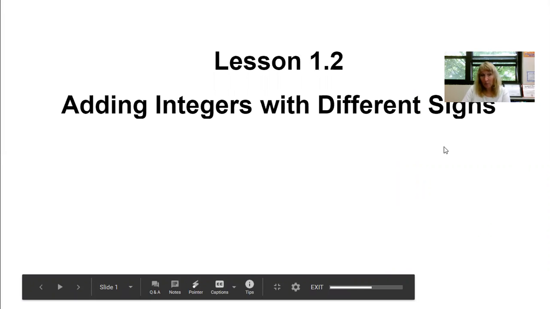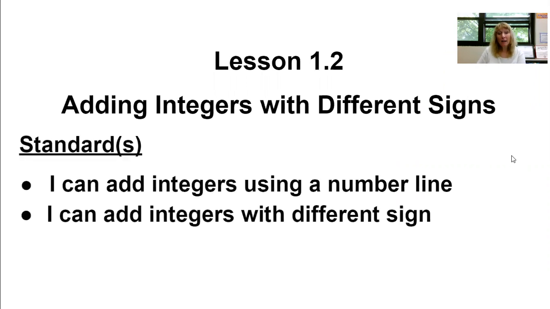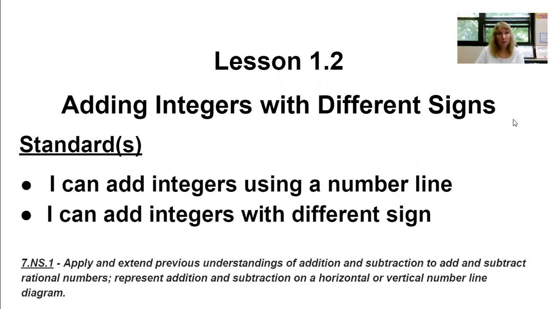And what are our objectives today? I can add integers using a number line, which we started on our last lesson. I can add integers with different signs. That's going to be the new part. And again, we're going to be working with standard NS1 at the bottom. I can apply and extend previous understandings of addition and subtraction to add and subtract rational numbers, representing addition and subtraction on a horizontal or vertical number line diagram. We started doing some of that in our last lesson. So let's get going here.